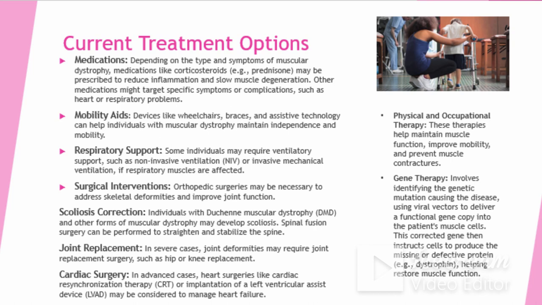Lastly, there's therapy. The first type of therapy offered is physical and occupational therapy. This is where therapies actually help maintain muscle function, improve mobility, and prevent muscle contractures. Then there is gene therapy. Gene therapy involves identifying the genetic mutation causing the disease, using viral vectors to deliver a functional gene copy into the patient's muscle cells. This corrected gene then instructs cells to produce the missing or defective protein, which in result helps restore muscle function.